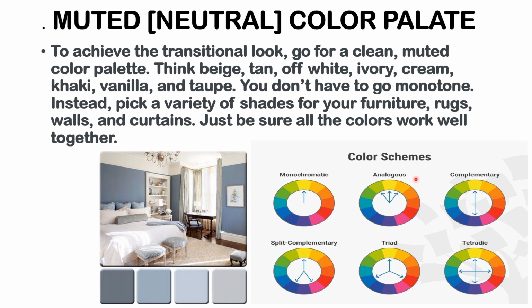So I'll explain these color schemes, then we'll go to the definitions. The first is monochromatic. Monochromatic means you're applying just one color throughout your room. The next is the analogous.